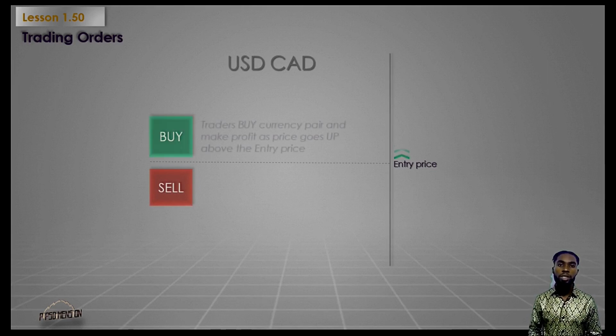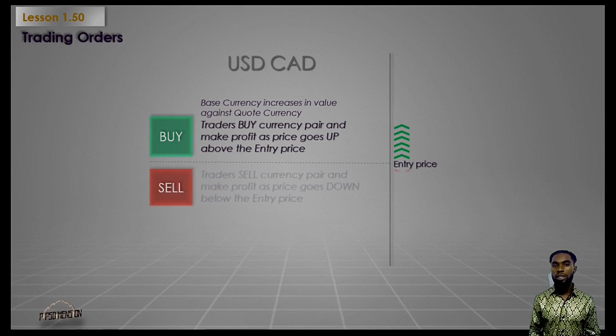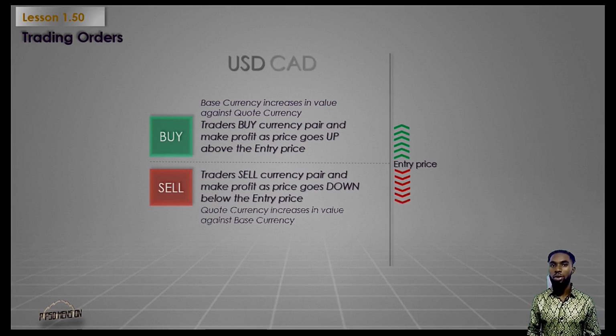Traders buy a currency pair when they expect a rise in the current price. In other words, when they expect the base currency to increase in value against the quote currency. And traders sell a currency pair when they expect a fall in the current price. Or you can say traders sell a currency pair when they expect the quote currency to increase in value against the base currency.